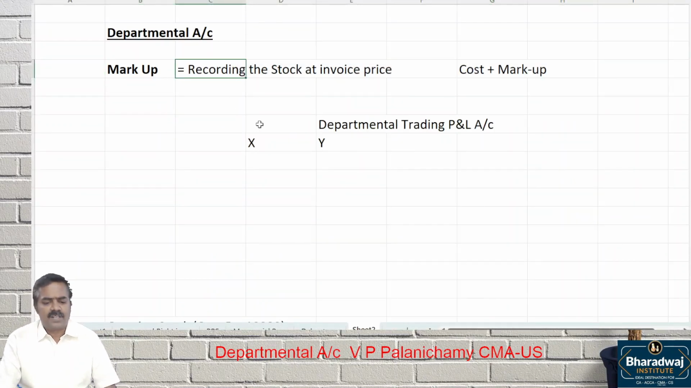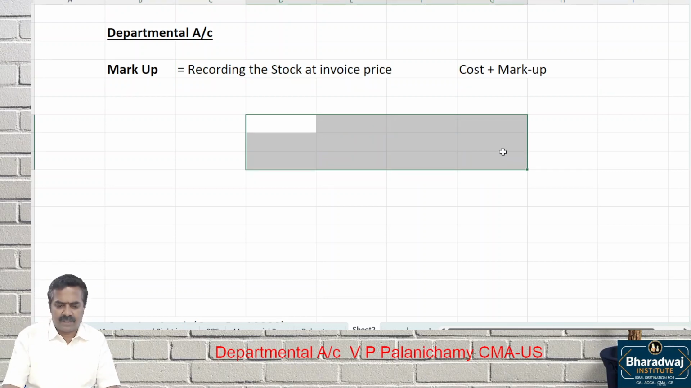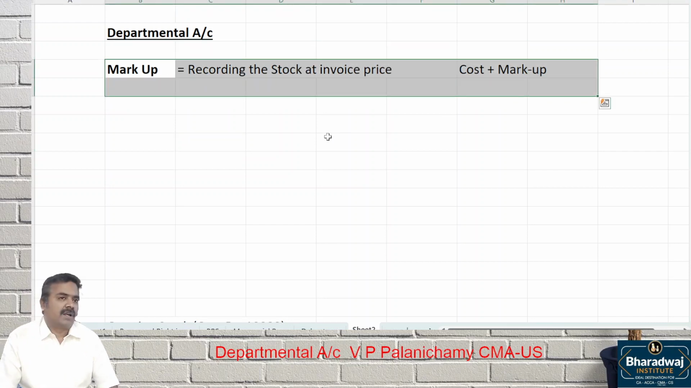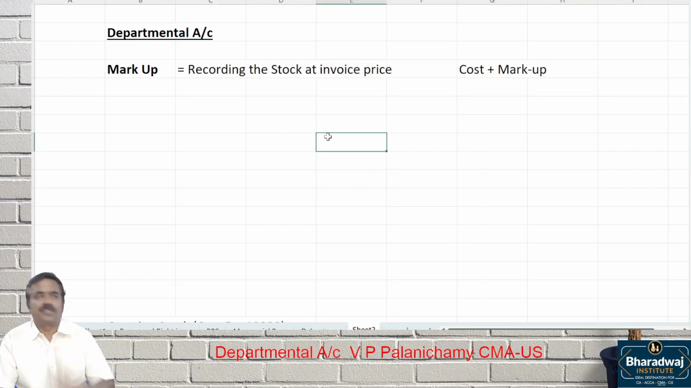Simple. What is markup? Recording the stock at invoice price. And please remember, this markup account and markdown account are not part of your regular books of accounts. Will it come in your regular journal, ledger, trial balance? No. They are called memorandum books. What is a memorandum book? A working note, a rough account.